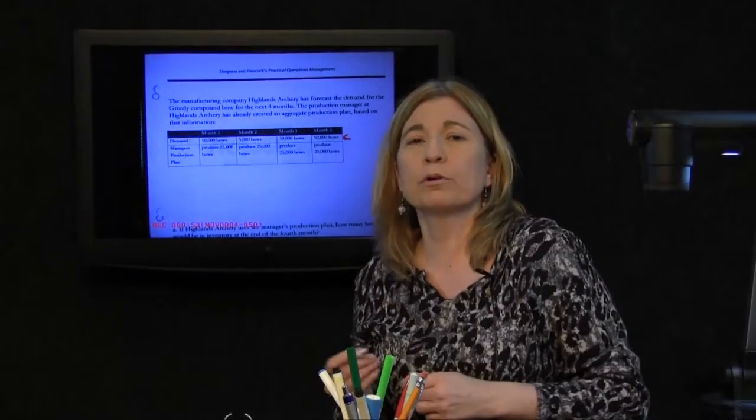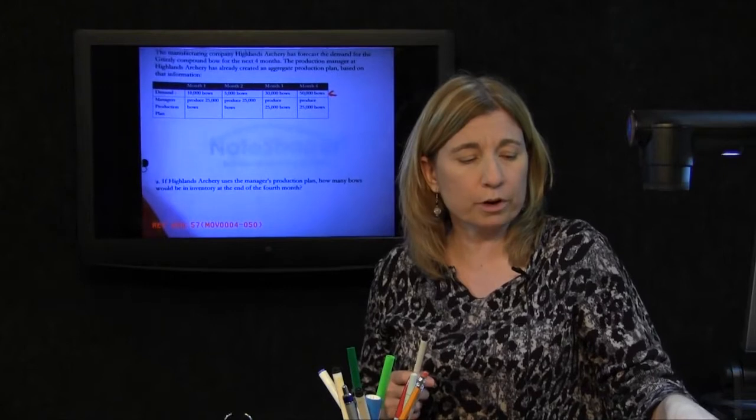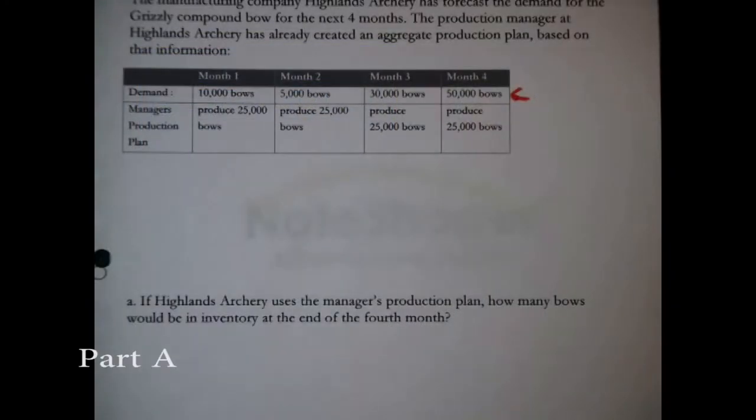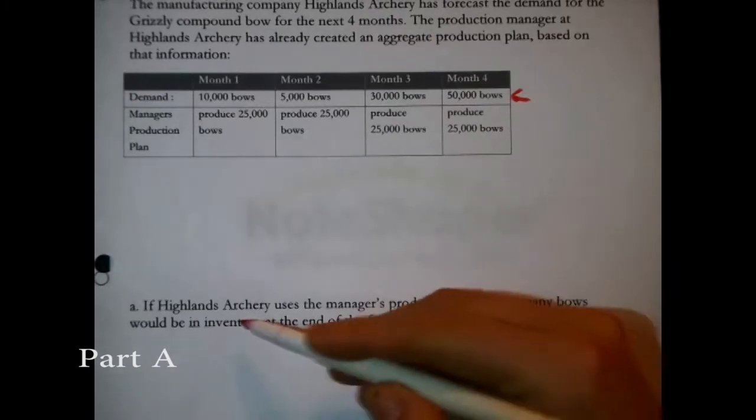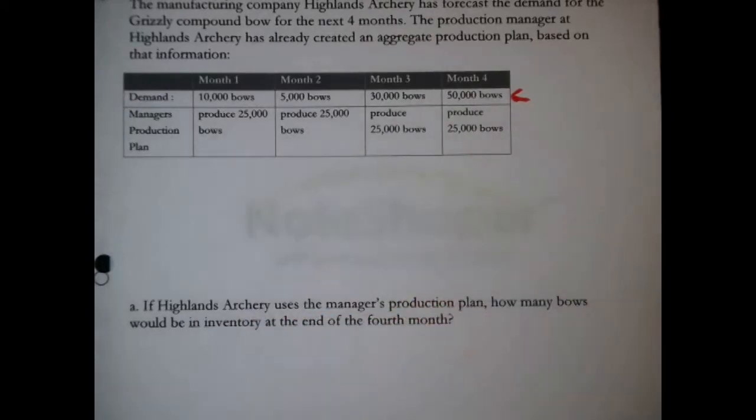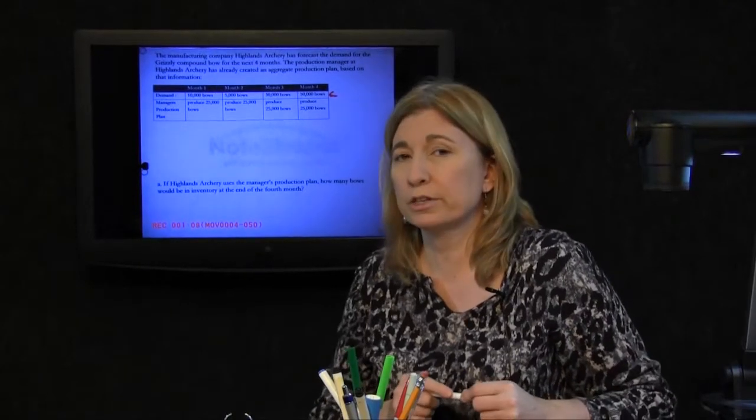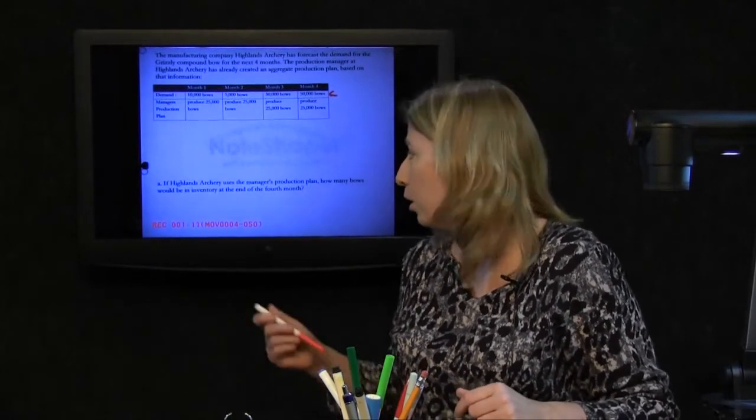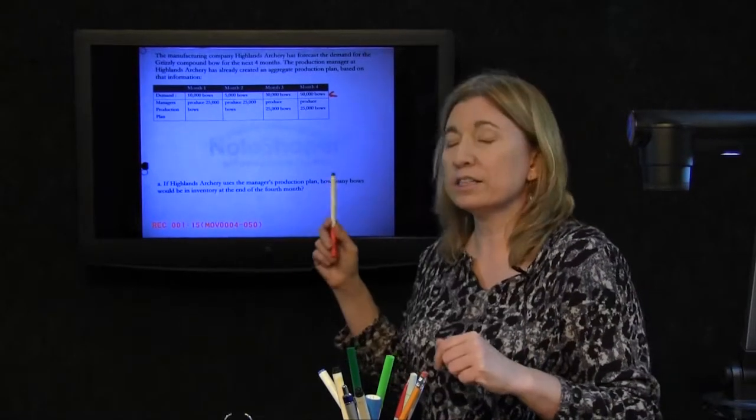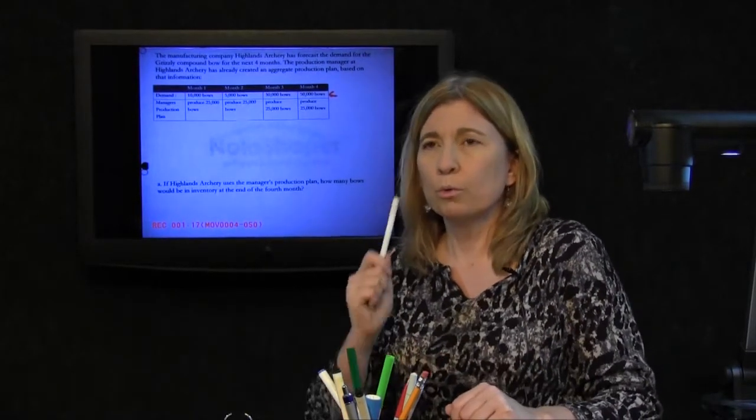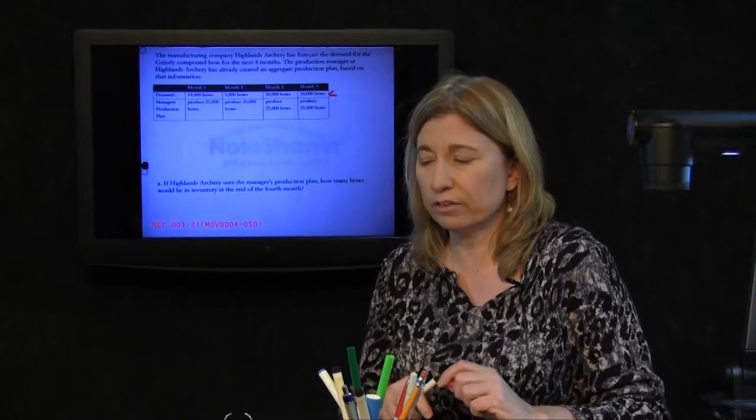Okay, fine. You already have the plan. It's already done. What's the question? If Highlands Archery uses the manager's production plan, how many bows would be in inventory at the end of the 4th month? So this is an opportunity to practice inventory logic. Now, the question asked, how many would be in inventory at the end of the 4th month? We need to recall the expression for calculating ending inventory.